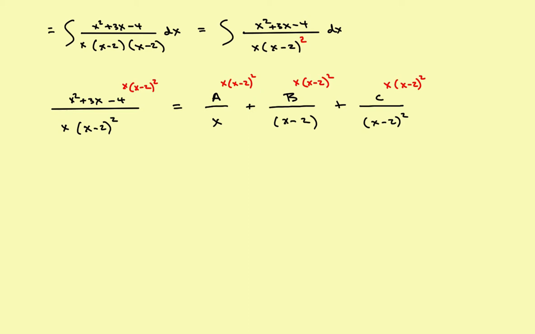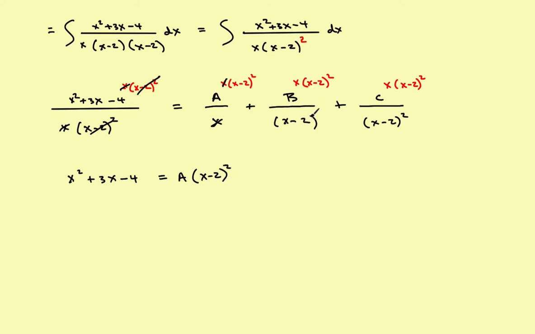Now what will happen is this should allow you to have a resulting equation that doesn't have anything in the denominator. So let's see what we've got. So in this case, on this one, the x's cancel out. This x cancels out this x. X minus 2 squared cancels out this one, and it just leaves you with this. So you're going to have x squared plus 3x minus 4 is equal to, now in this one, the x's will cancel out, but you're left with a times x minus 2 squared.